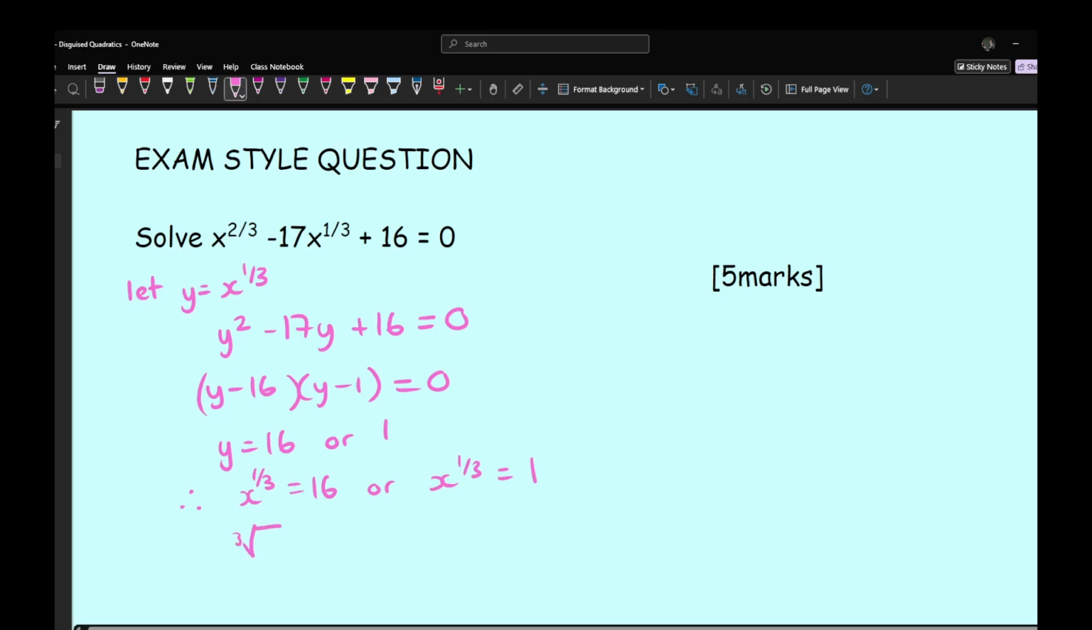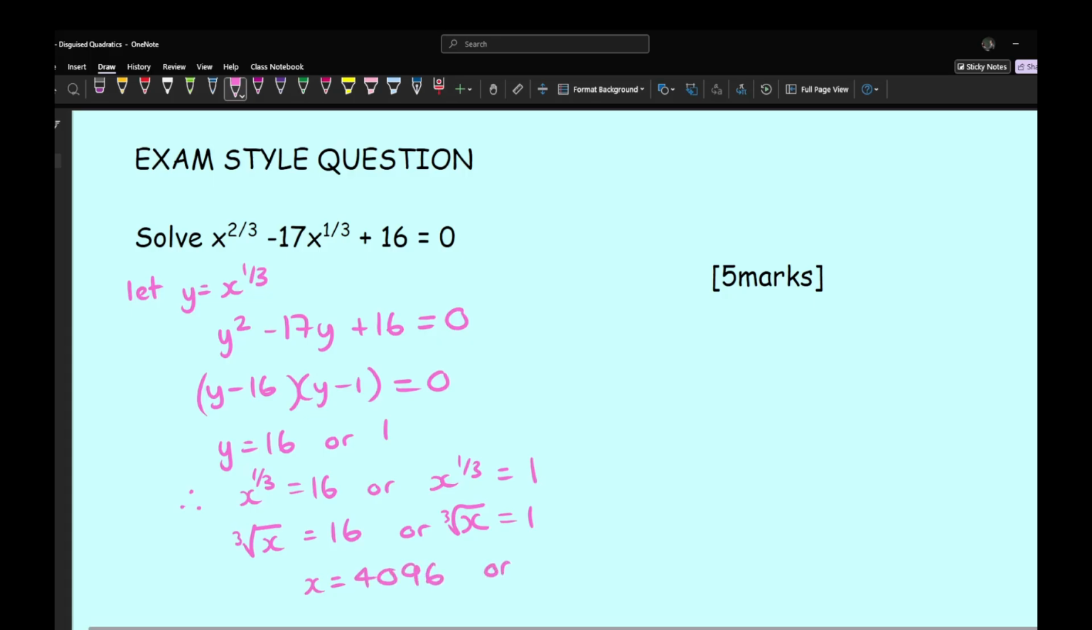Remembering what x to the third looks like, it looks like the cube root of x. So the cube root of x equals 16 or the cube root of x equals 1. To undo the cube root, cubing it, I'd have 16 cubed, which will give me an answer of 4096, or 1 cubed, which is 1. So there are my two answers.